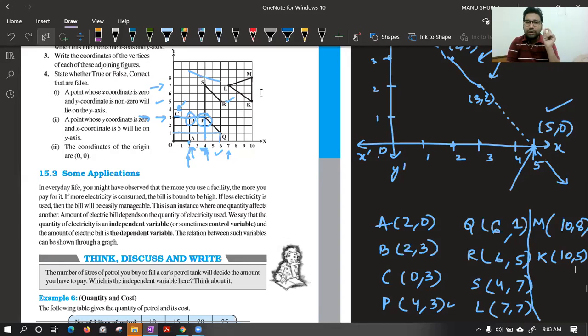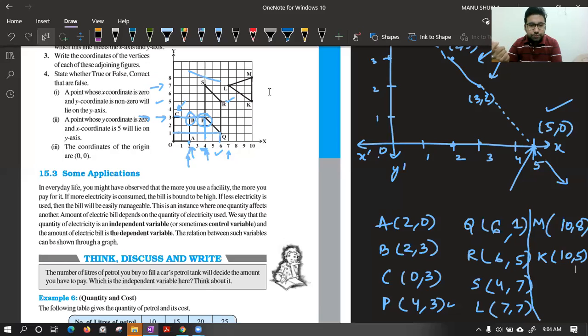तो हमारा point क्या हो गया बेटा? 5,0. We have to tell, is 5,0 lying on the y axis? The question is saying 5,0 lies on the y axis. Is it correct? No, it is not, because we have studied that whatever point, if y coordinate is 0, it will lie on the x axis. So you can correct this and say this point will lie on the x axis. Okay, you can correct this on your own.